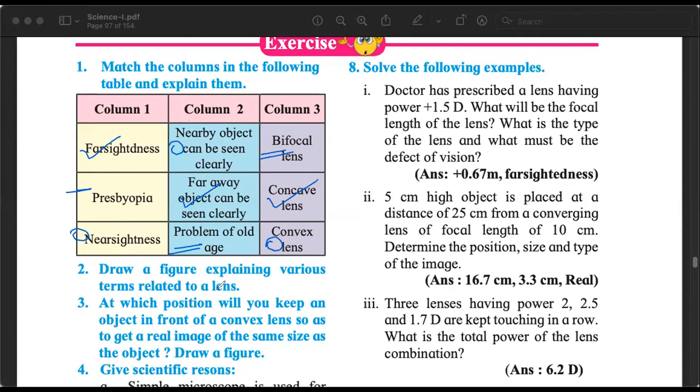Another way of asking the question is just, it will say, what happens in far-sightedness? How can we correct it? What lens can we use to correct it? You should be prepared for all kinds of questions. Okay, let me clear the screen.